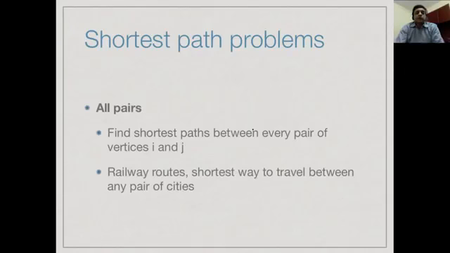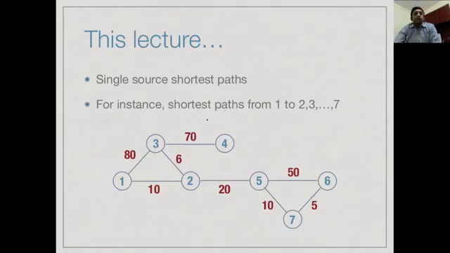One where we have the single source and we want the shortest path to every destination but only from that source. And another version where we want to find the shortest path between every pair of vertices. So we will begin by looking at the single source shortest path problem.